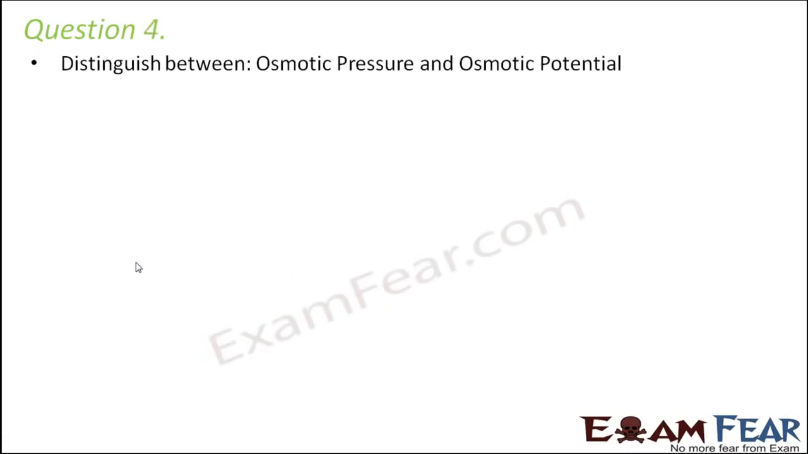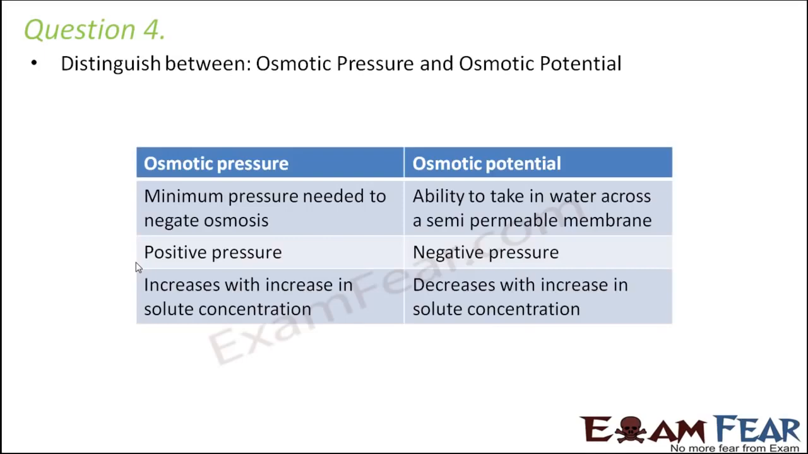Question number 4. Distinguish between osmotic pressure and osmotic potential. Sometimes these two terms are very confusing. People think they are the same, but they are not. When you talk about osmotic pressure, it is the minimum pressure needed to negate osmosis. As I was telling you, when the movement of water is taking place from a region of high to low concentration, if you want that movement to stop, you can apply some pressure on one side so that the movement stops. That pressure is a positive pressure and it stops osmosis. That is called osmotic pressure.